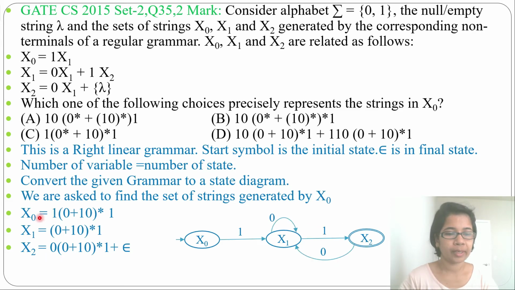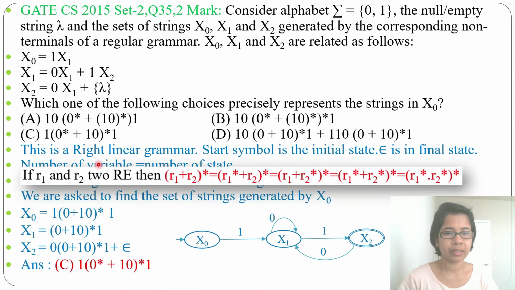Now we got the regular expressions of x0, x1 and x2, and it is asking which strings are generated by x0. It is 1, 0 plus 1, 0 whole Kleene closure, then 1. Now check in which option it is present. It is present in option C. But here it is written 0 Kleene closure. It is equal. I already discussed this during regular expressions: R1 plus R2 whole Kleene closure is equal to R1 closure plus R2 whole Kleene closure.